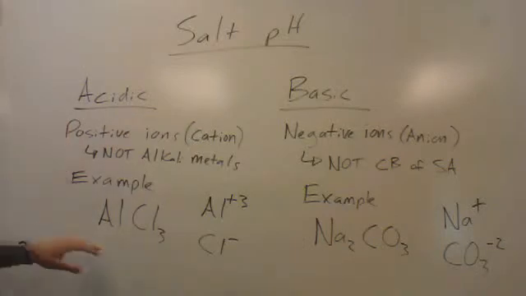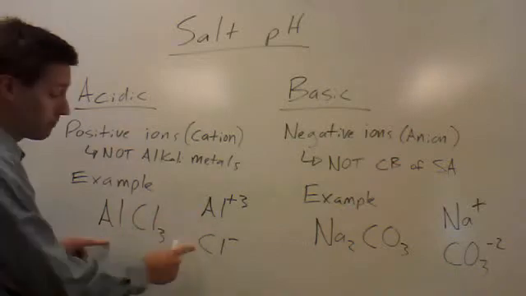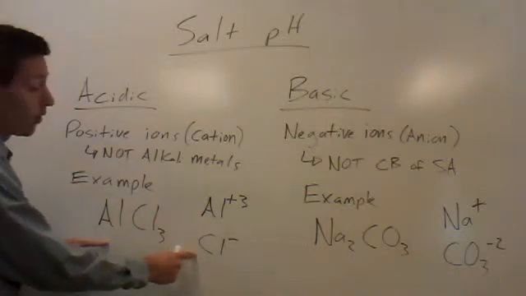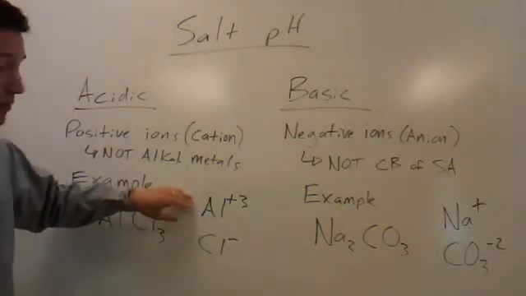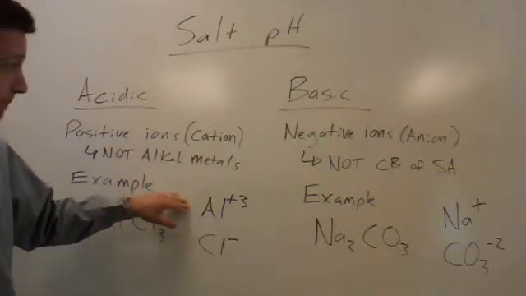For example, if you put the salt aluminum chloride into water, it is going to separate into aluminum ions and chlorine ions, or chloride. This aluminum ion, having this big positive charge, can cause the solution to become more acidic.